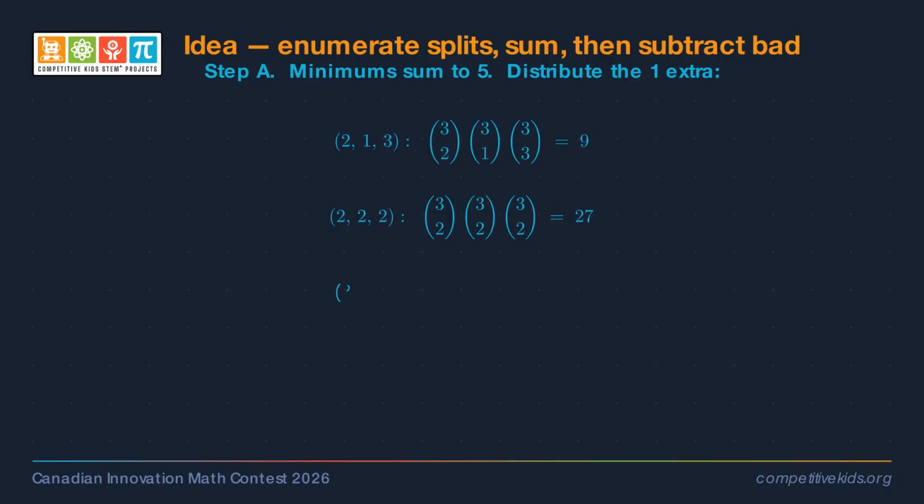Split 3, 3, 1, 2. 3 mentors, 1 club lead, 2 athletes. 3 choose 3 times 3 choose 1 times 3 choose 2. 1 times 3 times 3 equals 9. Total teams, 27 plus 9 plus 9 equals 45.